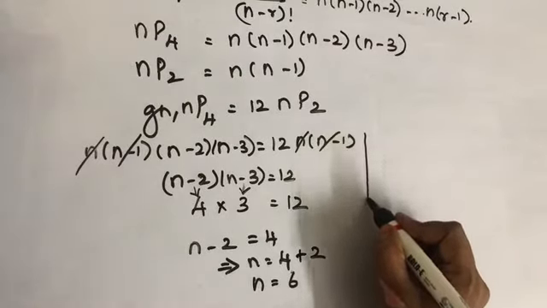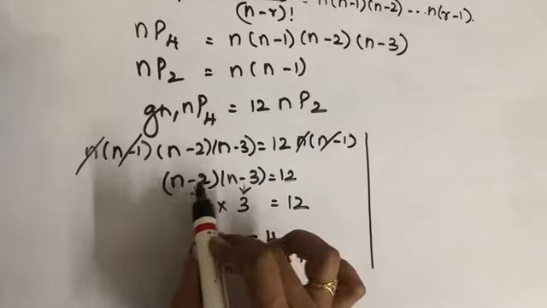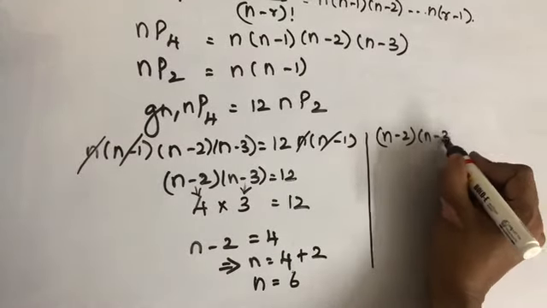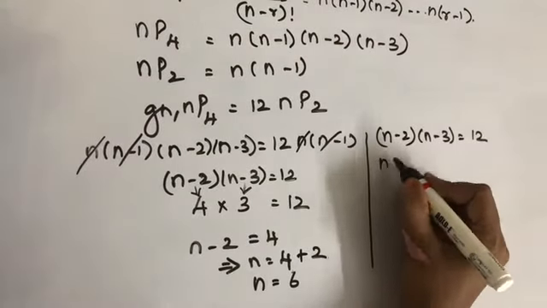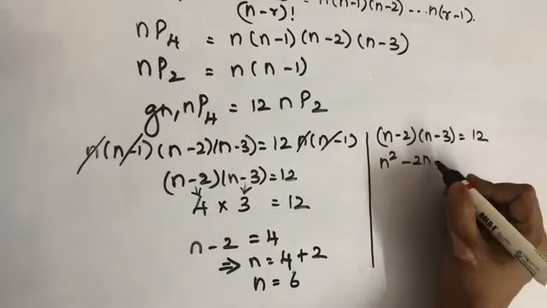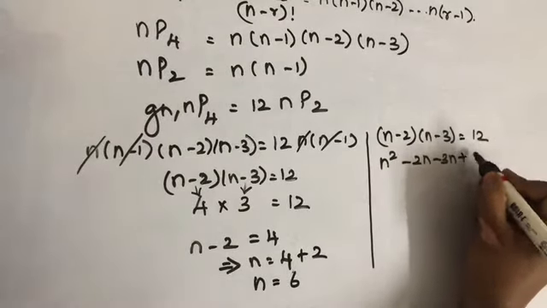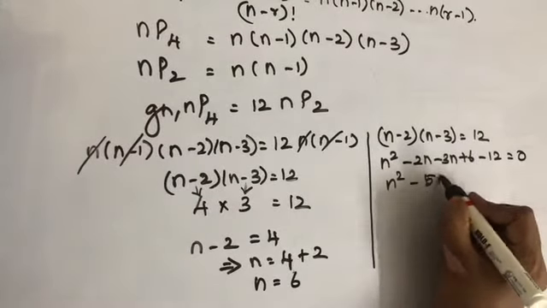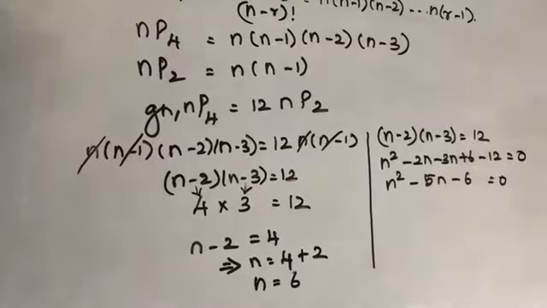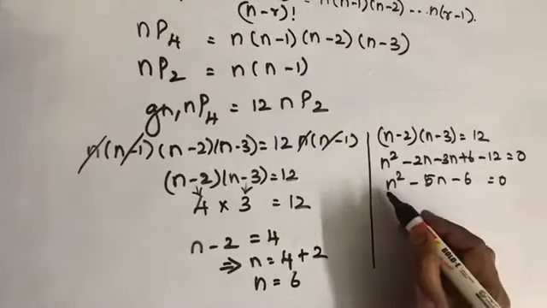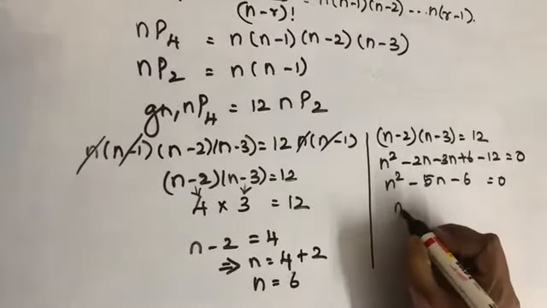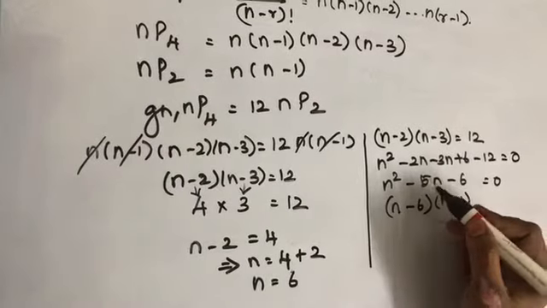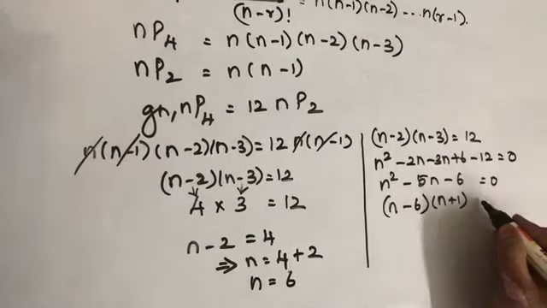Another method, here we can multiply n minus 2 into n minus 3. So n minus 2 into n minus 3 is equal to 12. While multiplying, n square minus 2n minus 3n plus 6 minus 12 is equal to 0. So n square minus 5n minus 6 is equal to 0. Now we have to factorize it, and the factors for this equation are n minus 6 into n plus 1, because minus 6 into 1 are the factors for this. Okay. So n minus 6 into n plus 1 is equal to 0.